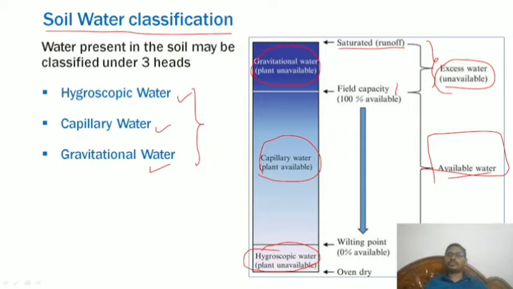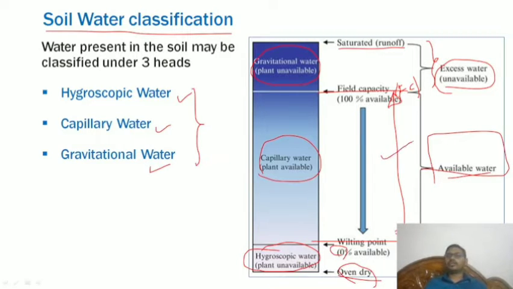Now, the field capacity, in short FC, is 100 percent available. The permanent wilting point is 0 percent available. That means from here to here, the water is available to the plant through capillary water. This is oven dry, where nothing will be there.